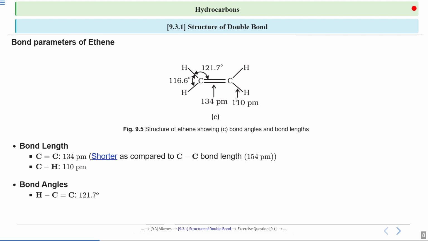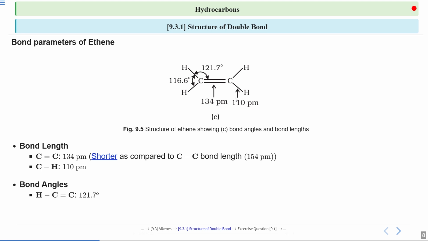So this angle is slightly larger than the typical tetrahedral angle of 109.5 degrees due to the planar structure of the double bond. So when your carbon is moving from sp3 stage to sp2 stage, the bond angle is increasing from 109.5 to 120 degrees. So can you think of a reason why this bond angle has increased?